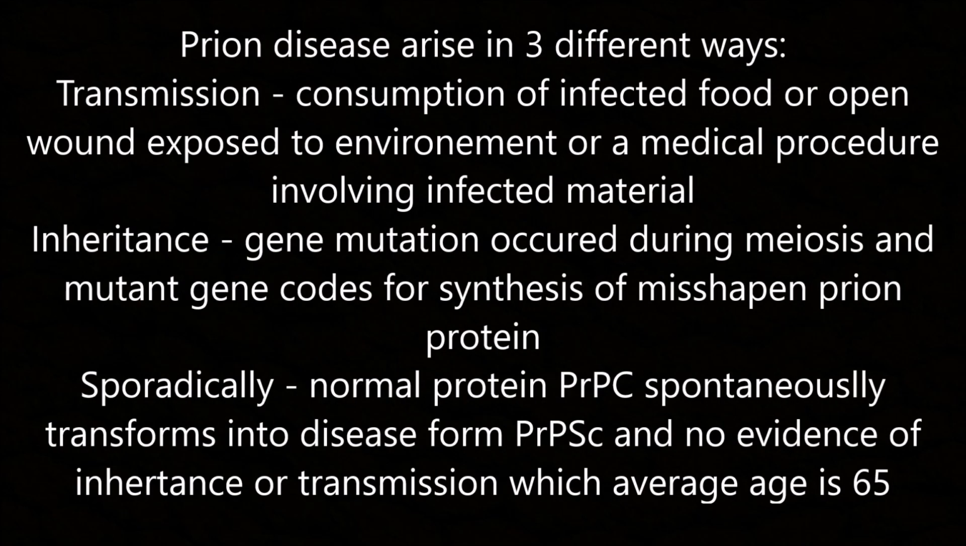Prion disease arises in three different ways. Transmission: through the consumption of infected food, open wound exposure to the environment, or a medical procedure involving the affected material. Inheritance: a gene mutation occurs during meiosis, and the mutant gene codes for the synthesis of misshapen prion proteins. Sporadically: the normal protein PrPC spontaneously transforms into the disease form PrPSc, with no evidence of inheritance or transmission, and the average age is around 65.